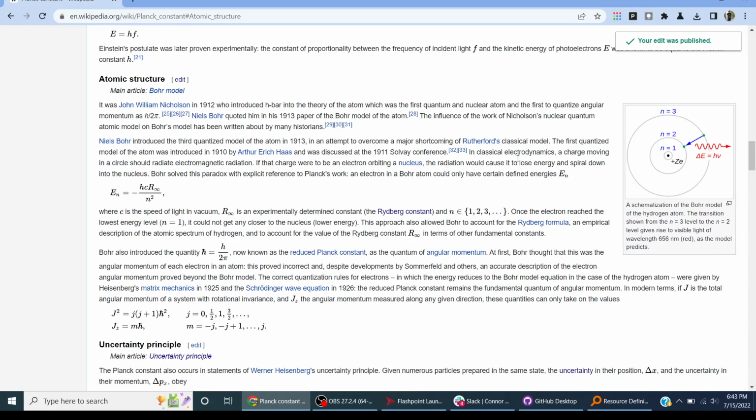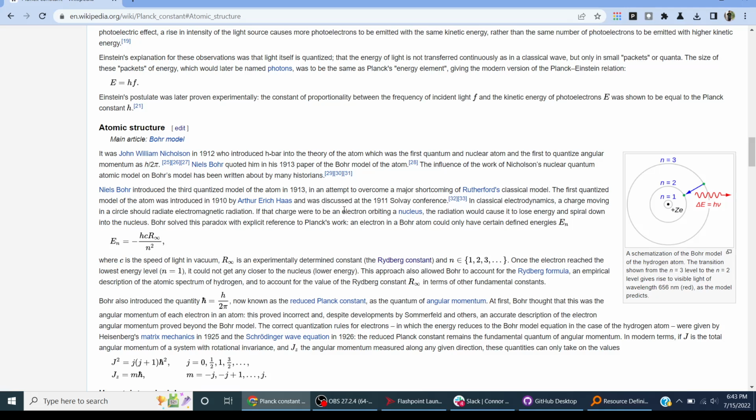In classical electrodynamics, a charge moving in a circle should radiate electromagnetic radiation. If that charge were an electron orbiting a nucleus, the radiation would cause it to lose energy and spiral down to the nucleus. Bohr solved this problem with explicit reference to Planck's work.